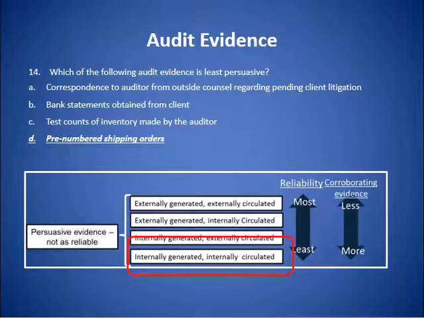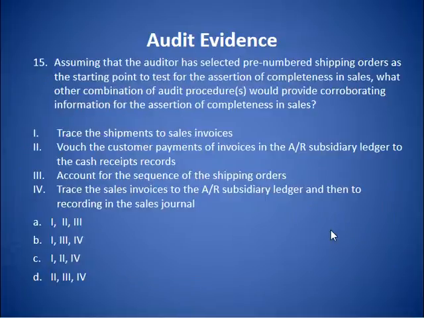Okay, let's try question number 15. Assuming that the auditor has selected pre-numbered shipping orders as a starting point to test for the assertion of completeness in sales, what other combination of audit procedures would provide corroborating information for the assertion of completeness in sales? So again, stop the video, and when you're ready with your answer, restart the video for the answer.